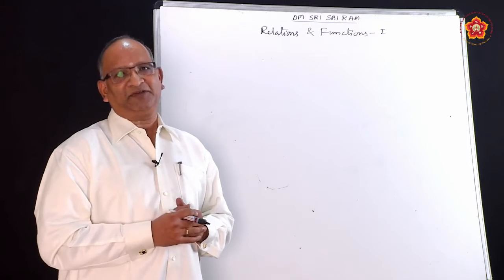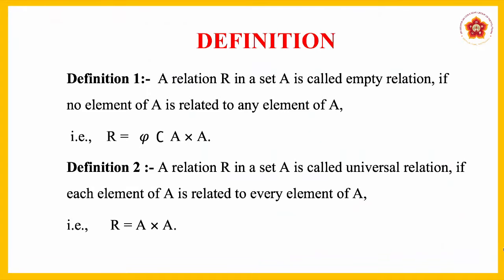So, let us come to the definition. We generally represent relation by R. Remember, capital R is also used for real numbers whenever we talk about sets. Here R is representing relation. A relation R in set A is called empty relation if no element of A is related to any element of A. There is no relationship between the elements, then we call it empty relation.